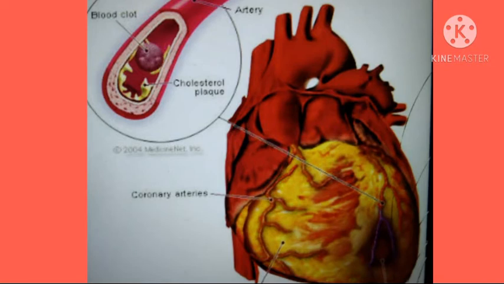But some common symptoms are there, students, for a heart attack. There is uncomfortable pressure, then tightness, squeezing pain in the center of the chest, then discomfort or pain spreading beyond the chest to the shoulders, neck, jaw, teeth.